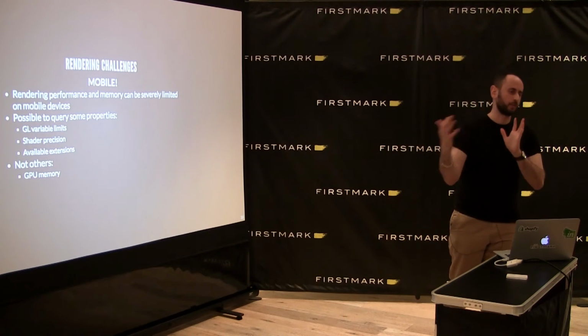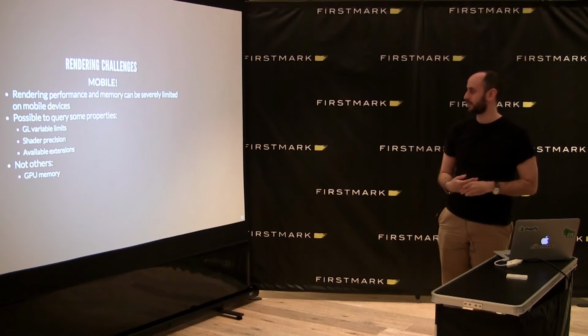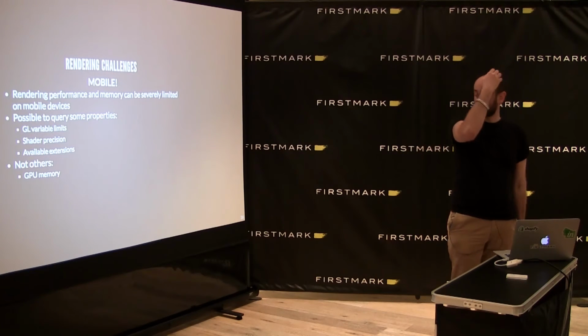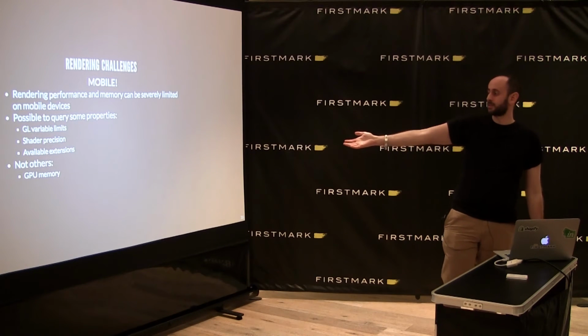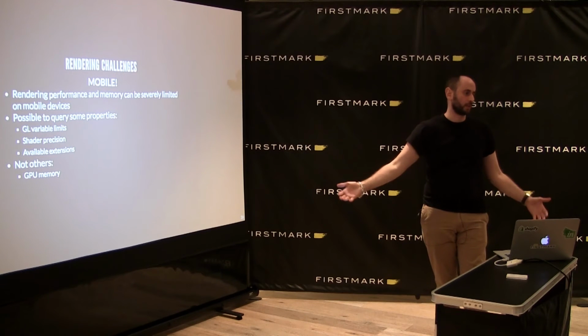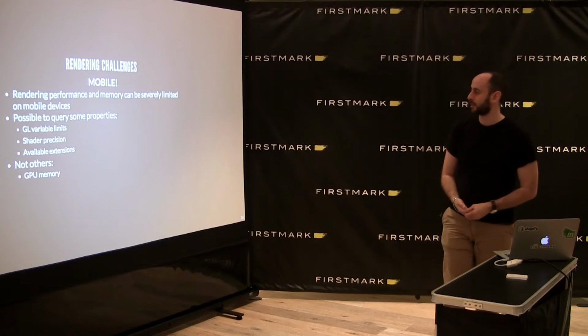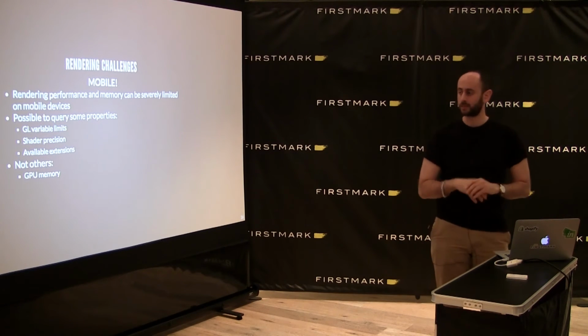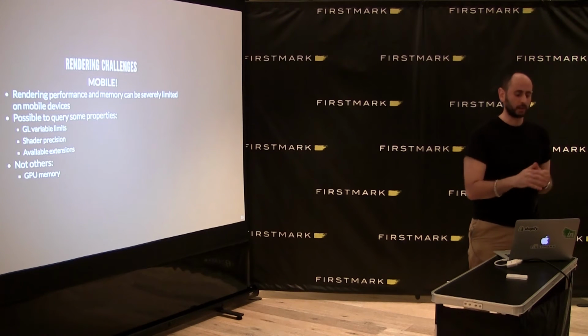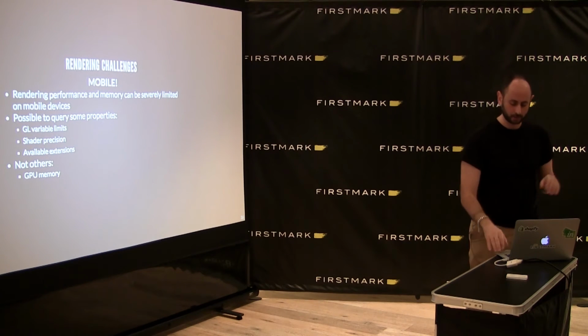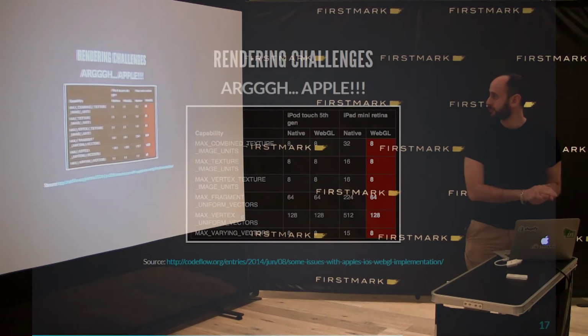How many of a certain kind of GL variable, the precision, what GPU extensions I have available. I won't get into the details. But another key one, knowing how much GPU memory you have available, isn't directly accessible in your JavaScript context. So you have to develop heuristics and figure out how to navigate those differences.